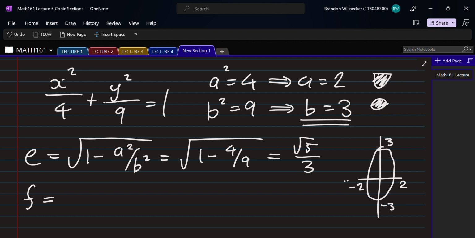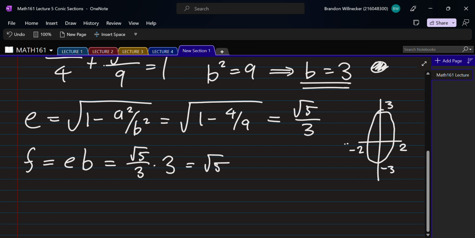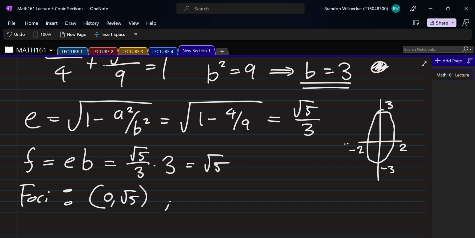That's why we chose b. It will be the eccentricity times b, because that's the larger value. So that will be root 5 over 3 times 3, so that is root 5. So we have the two foci. One focus will be at the top, and the other one will be at the bottom. So one of them will be at 0, root 5, and the other one will be at 0, minus root 5.